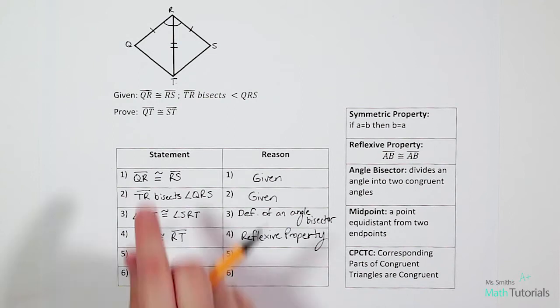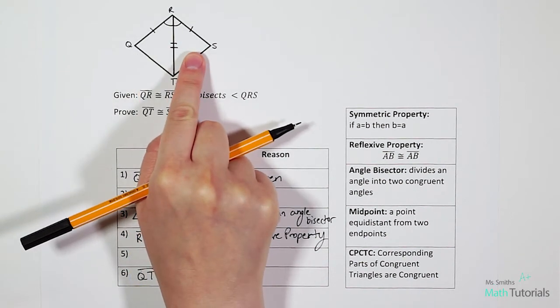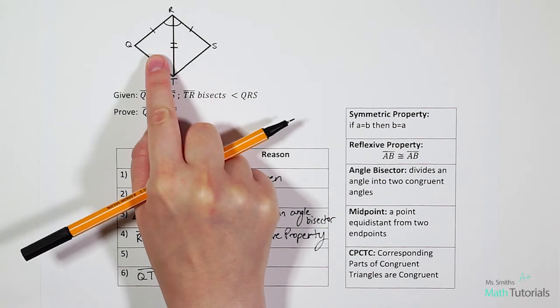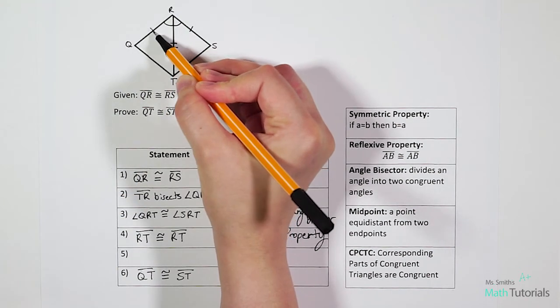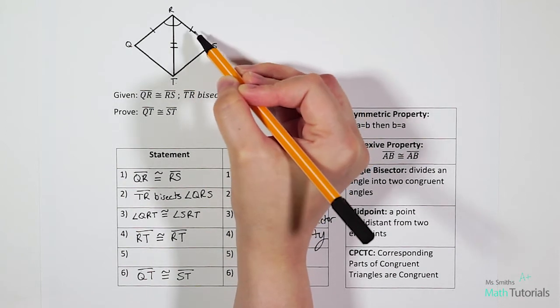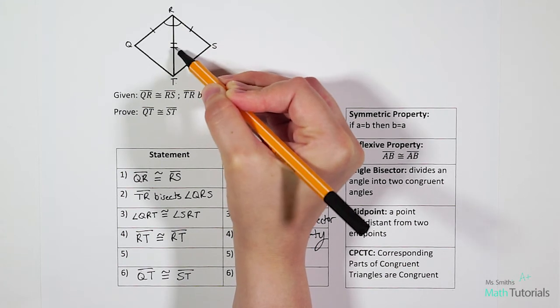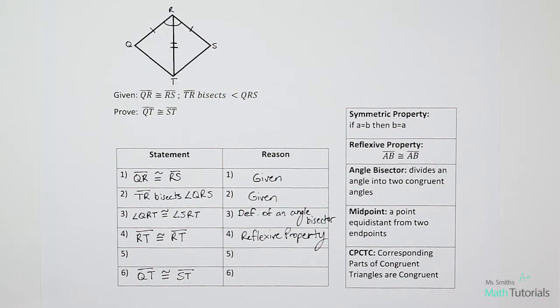Okay, now looking back at our picture, I notice that these two triangles are congruent to each other. We have side, angle, side. And see on this one, we also have the corresponding side, angle, side. So side, angle, side is a way to prove that two triangles are congruent to each other.